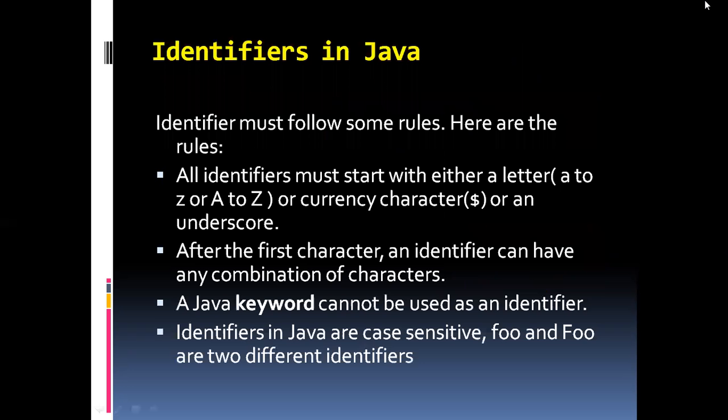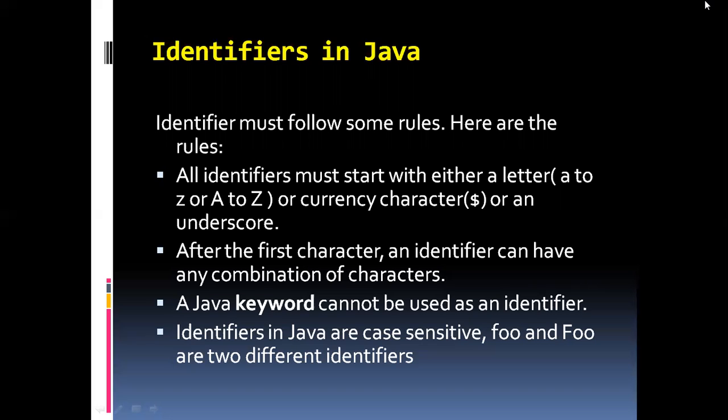The first one, Java identifiers. What is meant by identifier here? What is the purpose of the identifier? Identifiers are the rules. Some rules will be there. Whenever we declare our class, we follow some rules. Those are the first rules.